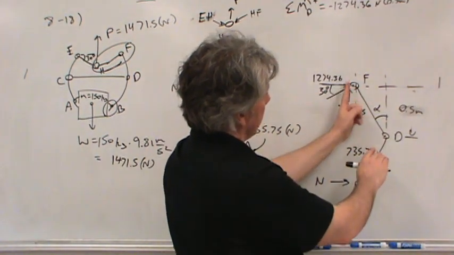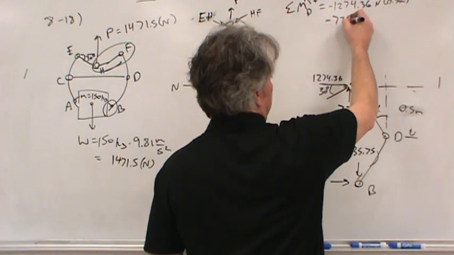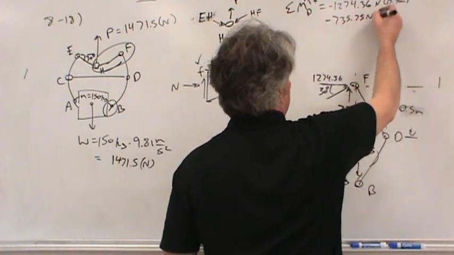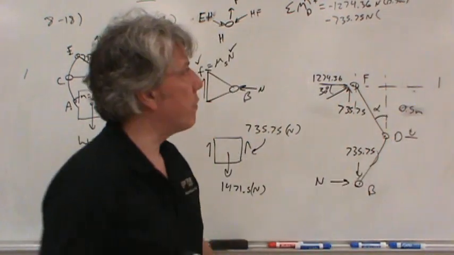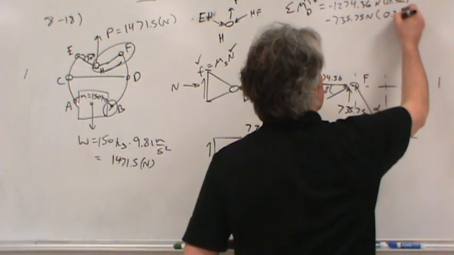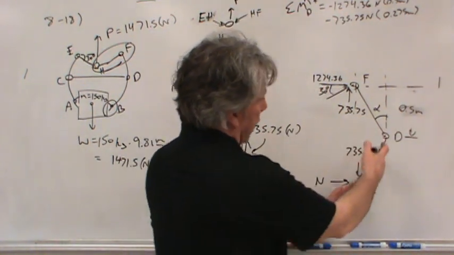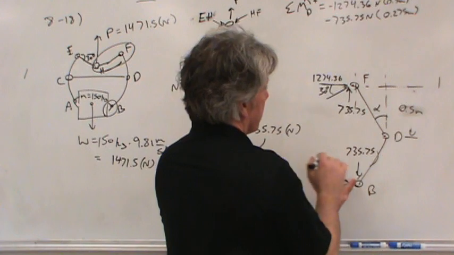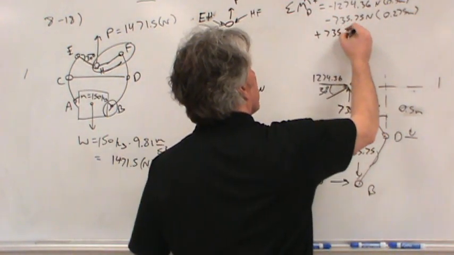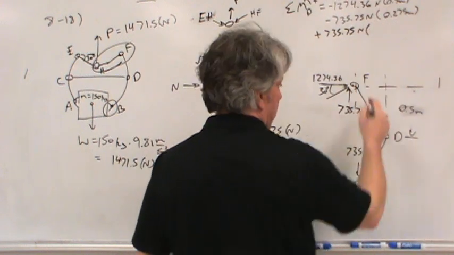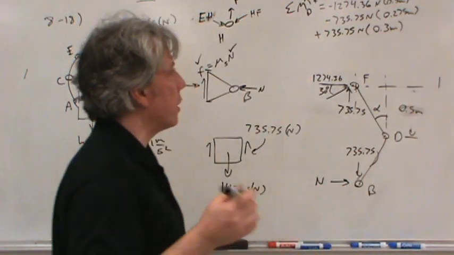The moment of the vertical force would be minus 735.75 newtons multiplied by its moment arm, which was the 275 millimeters, so 0.275 meters. And then we'll have a longer moment arm for this force, but that is causing a positive moment. So plus 735.75 newtons multiplied by the moment arm of, what did you say it was, 0.3 meters? Yeah, 300 millimeters. Thank you for pointing that out.